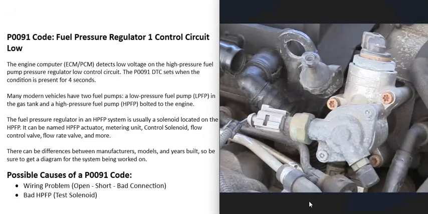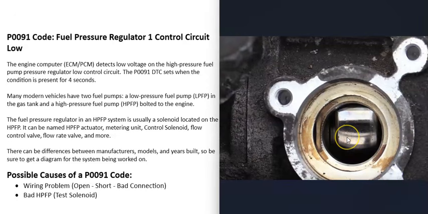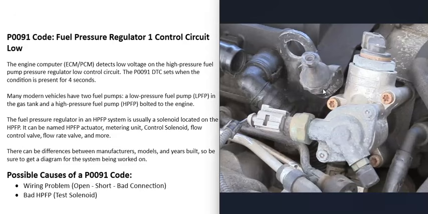So the basics of what's going on with these high pressure fuel pumps is that they're going to be bolted to the engine. They're going to be riding on a cam lobe, which is going to allow them to pump up the high pressure needed for the engine. And located on the high pressure fuel pump is going to be a solenoid that is used to control the fuel pressure. This solenoid is basically the fuel pressure regulator.